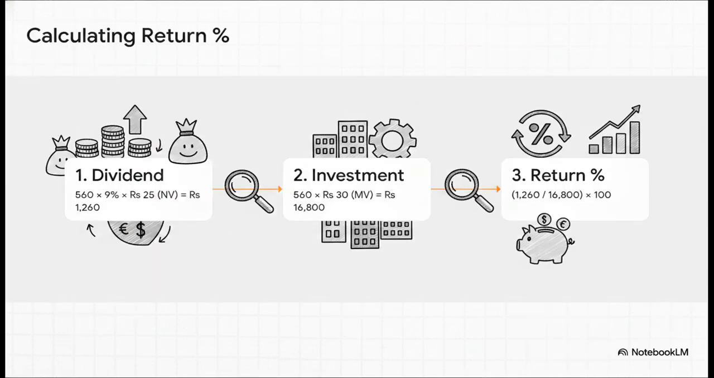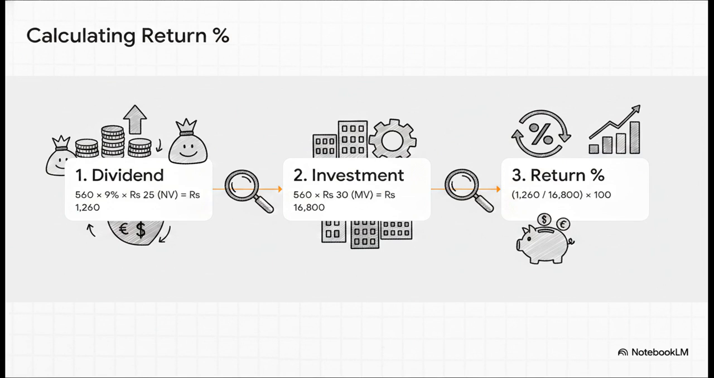Let's calculate this together. Step 1, find the dividend. The formula is shares times dividend percent times nominal value. If you correctly yelled out RS25 just now, give yourself a massive pat on the back. You just saved your board marks. So 560 times 9 over 100 times 25 gives us an income of 1,260. Step 2, find the total investment. Now, investment relies on the actual cash paid, which is the market value. So 560 shares times RS30 equals 16,800.